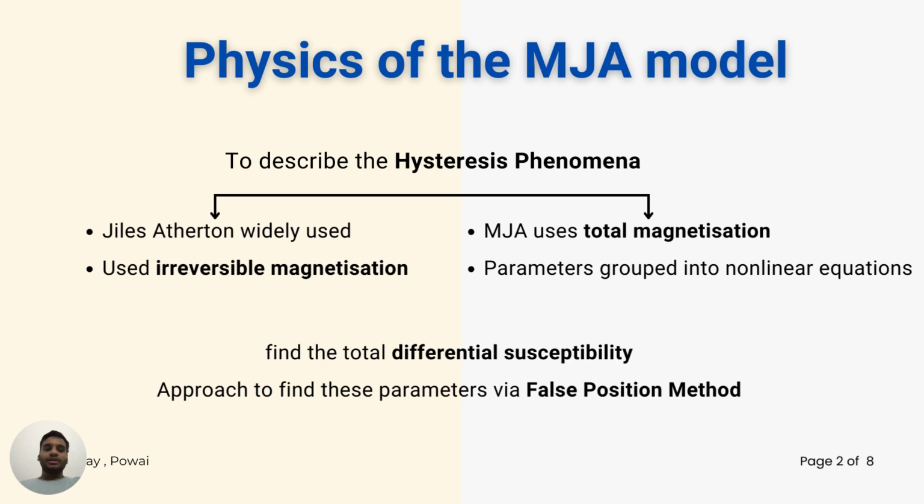The Jiles Atherton model is widely used for the hysteresis phenomena. The basic difference in concept is that in the Jiles Atherton model we use irreversible magnetization, but in the Modified Jiles Atherton model we use total magnetization. Then we use the nonlinear equations that are grouped, and we find the parameters using these nonlinear equations, and we can also find the total differential susceptibilities. The approach to find them is the false position method.